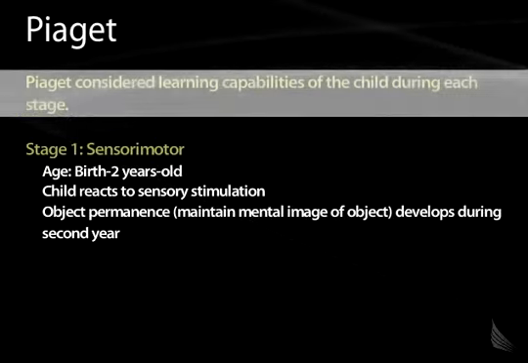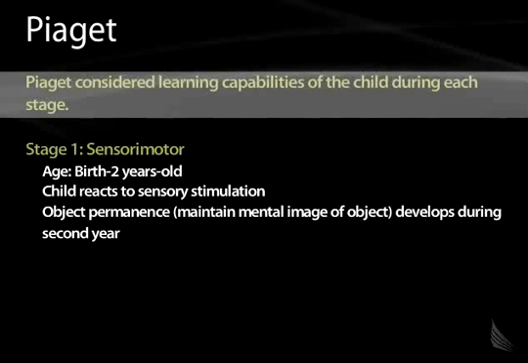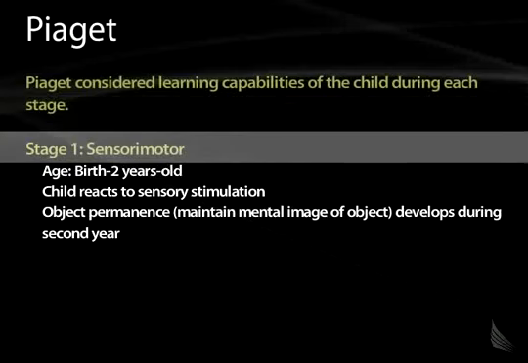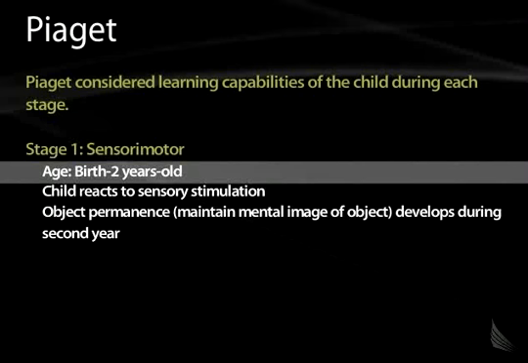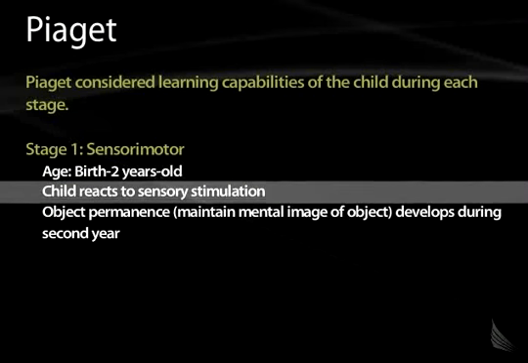Again, as I said before, Piaget considered the learning capabilities of a child during each stage. So he looked at the cognitive functioning of each child at the stages. Your first stage is your sensory motor stage, which is from birth to 2 years old. And this is how the child reacts to any sensory stimulation, such as touching from the mom, feeding from the mom, reassurance from the parents.